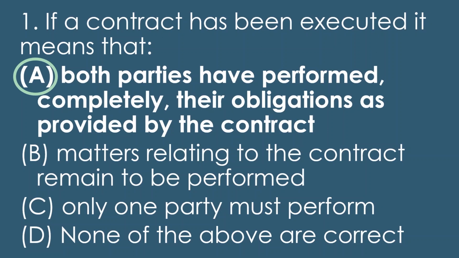Both parties have performed completely their obligations as provided by the contract. That means that they have performed them, they've executed them, and the contract has been done and completed by the parties. Whereas B is talking about an executory contract. And C, only one party must perform. No, that's not true. When it's been executed, it means that all parties have performed their obligations stipulated by the contract. And D, none of the above are correct. Well, that would be the correct answer if A wasn't an option.